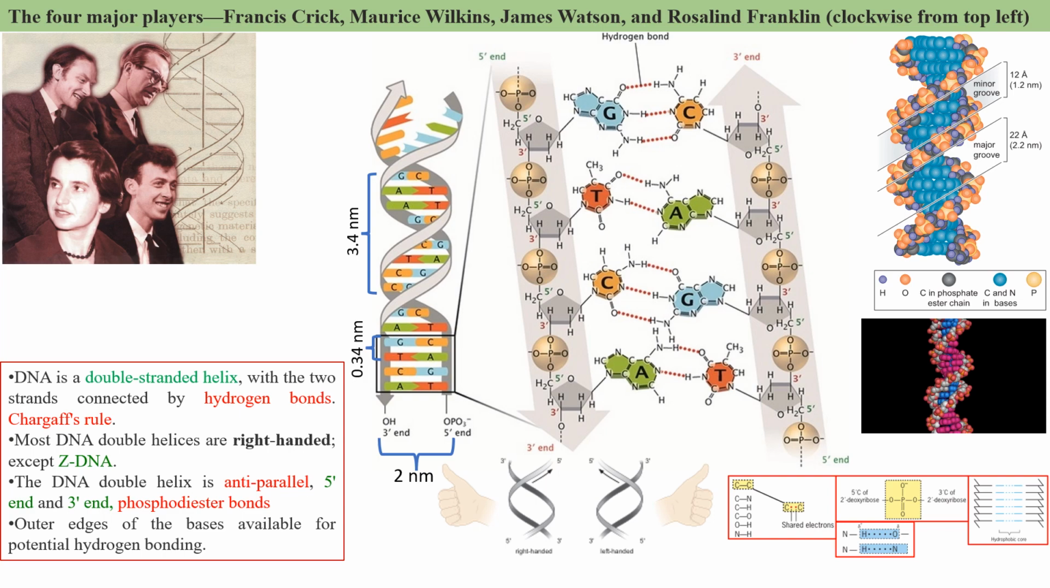A few points to mention here: DNA is a double stranded helix connected with hydrogen bonds, and this hydrogen bonding rule and the base pairing is very well explained by Chargaff's rules. Most of the DNA is right handed coiling except for Z-DNA, which has a left handed coiling. The DNA double helix is anti-parallel and it will always run from 5 prime to 3 prime, and the outer edges of the bases are available for potential hydrogen bonding.